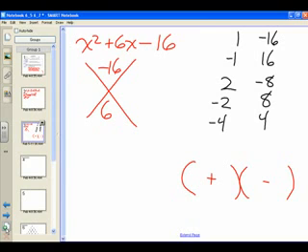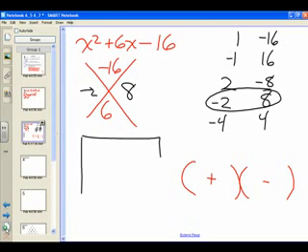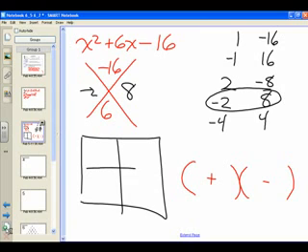Sam? Negative 2 and 8. So right here, I have negative 2 and 8. So when I make my box here, this is review, but this is a very missed question. A lot of you missed a couple of questions like this on the quiz. So x squared and negative 16, positive 8x, negative 2x.